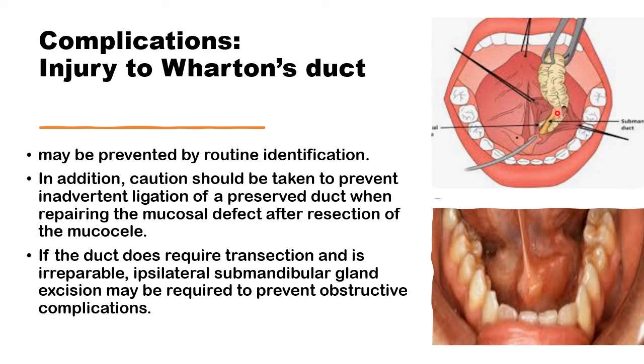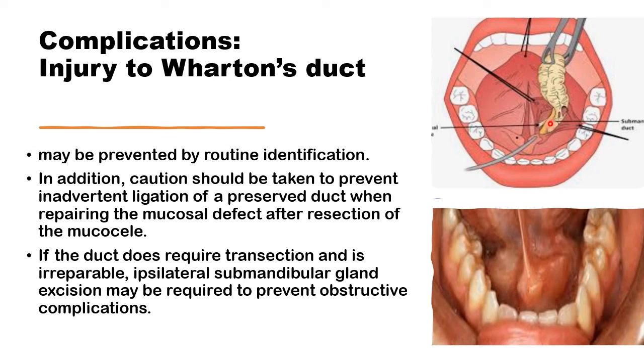The other complication to try to avoid is injury to the Wharton's duct. The Wharton's duct, the yellow part here, is intimately related to the sublingual gland, and a part of the gland drains into the Wharton's duct. The lesser part of the sublingual gland drains directly into the oral cavity through the ducts of Rivinus, while the greater part of the sublingual gland, the part that runs below the submandibular duct, drains through a single duct close to the ampulla of the Wharton's duct.